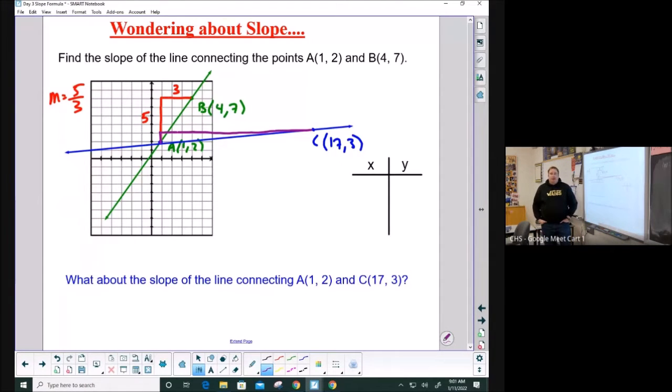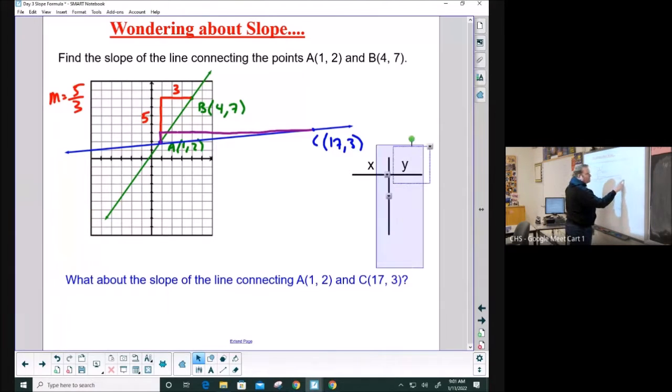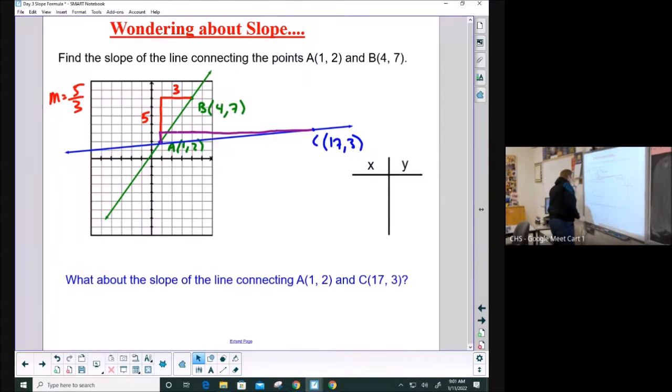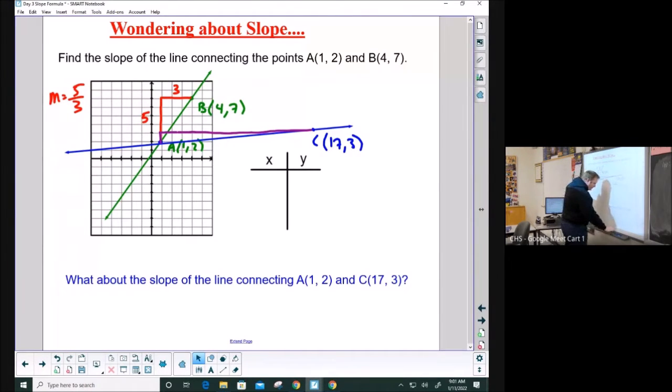So in order to try and figure out what the rise is, we need to look at the actual coordinates. So maybe if I wrote the coordinates down in this table that I just moved, I might be able to see it a bit better. So the A coordinate is (1, 2), and the new one is (17, 3). So which of these numbers talks about the rise? Is it the x coordinate or the y coordinate that talks about the rise?